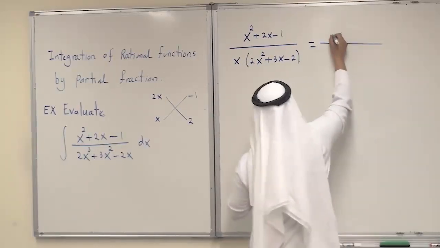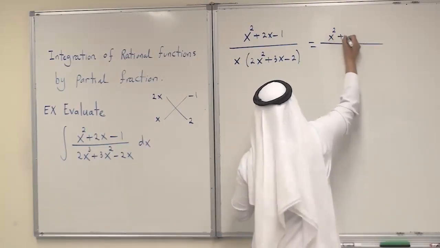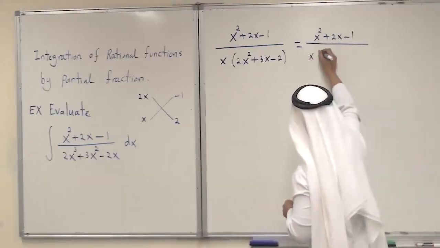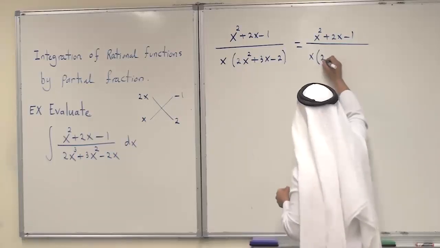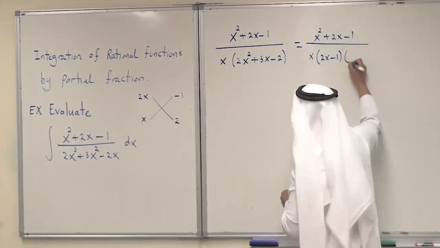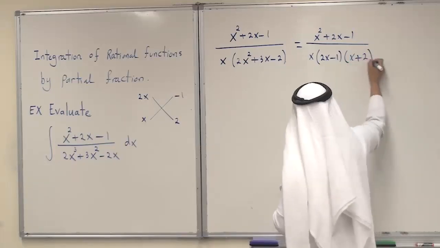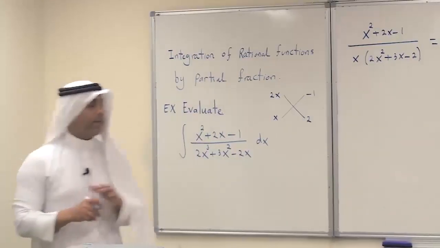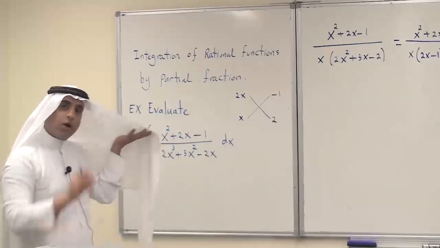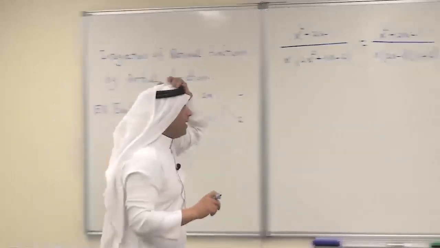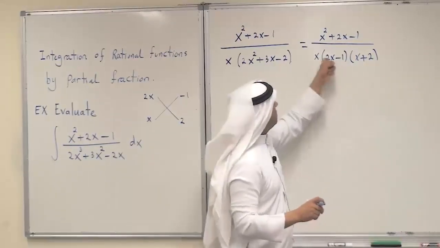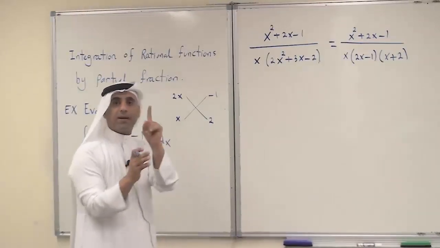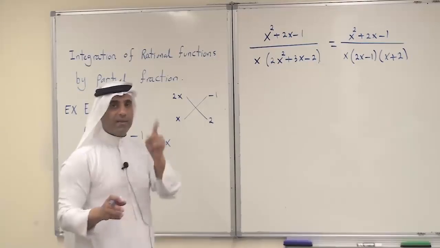okay, I copied the same thing before, x squared plus 2x minus 1. The factorization form will be now x times whatever we have here, 2x minus 1, for example, and x plus 2. Now, look at the denominator. The denominator clearly is written as product of factors. All of them are linear, first order, and none of them is repeated. This is x, 2x minus 1, x plus 2, so all of them are linear and no repetition. So we are at the first case where we have distinct linear factors.